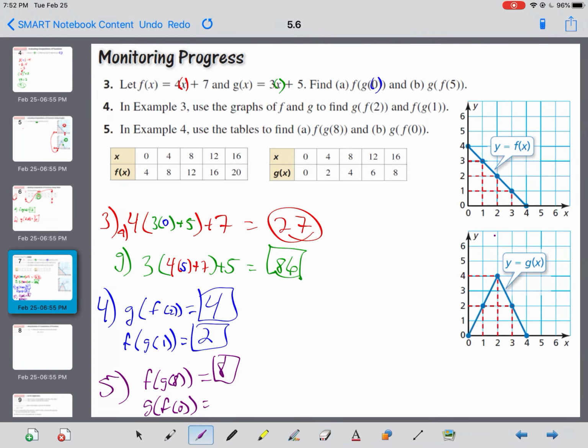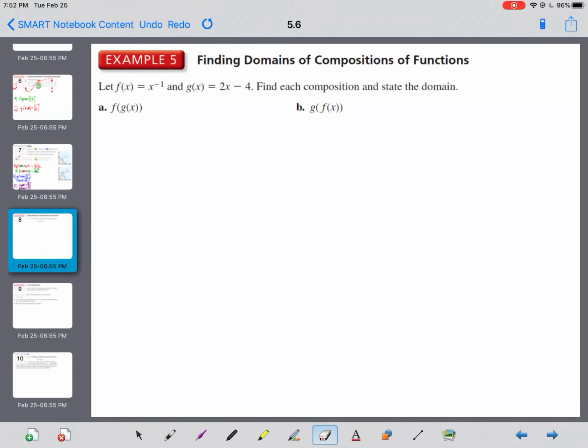Then we're going to do G of F of 0. F of 0 comes out as 4. We're going to input 4, comes out as 2. Find the 2. And that's what it takes.